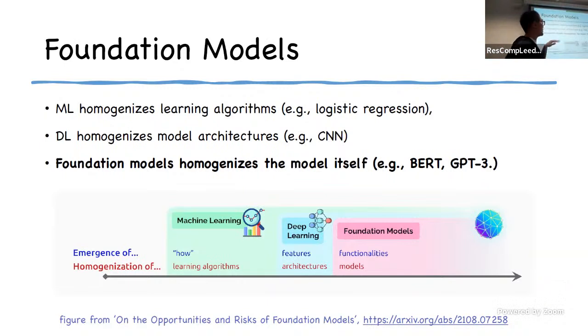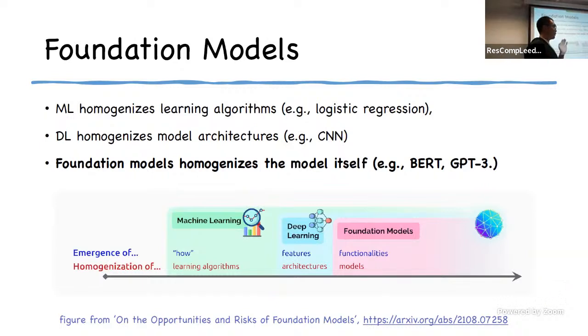So let's dive into the development of machine learning. First, traditional machine learning homogenizes the learning algorithm. Next is deep learning. Deep learning homogenizes the model architecture, like convolutional neural networks and graph neural networks. But this time, we have the foundation model. The foundation model homogenizes the model itself.